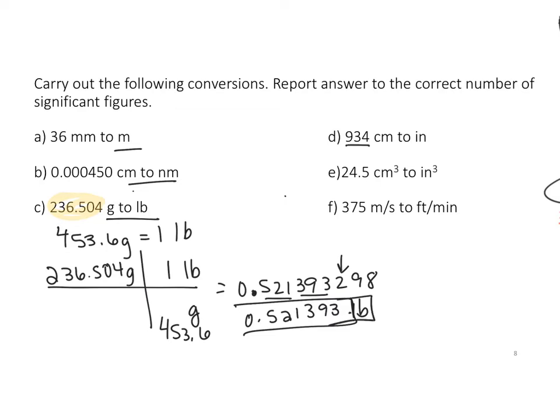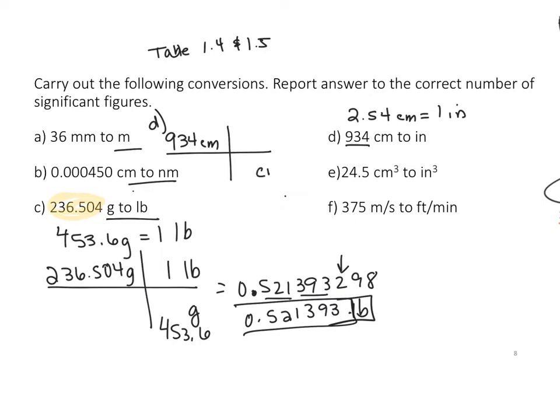Okay, D, your conversion factors that you need are all in table 1.4 and table 1.5 in your book. Centimeters, so 2.54 centimeters equal 1 inch. So for D, 934 centimeters. And then you don't want centimeters, so you're going to write centimeters on bottom. And then you have this equals, so you can do this one here. 2.54 goes with centimeters, 1 goes with inch. And now you get your calculator and go 934 divided by 2.54.